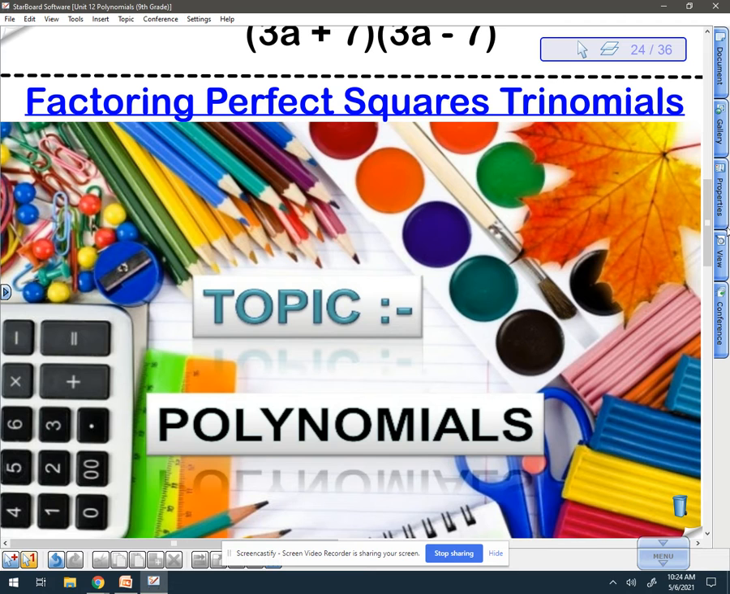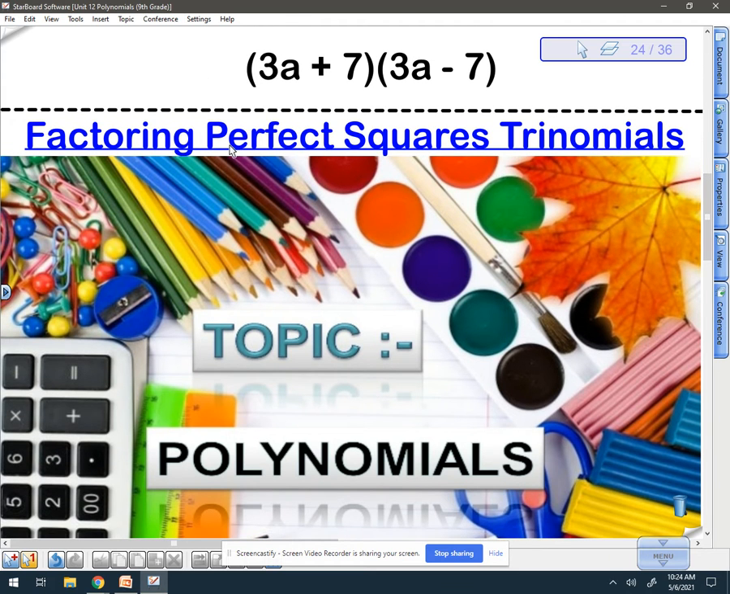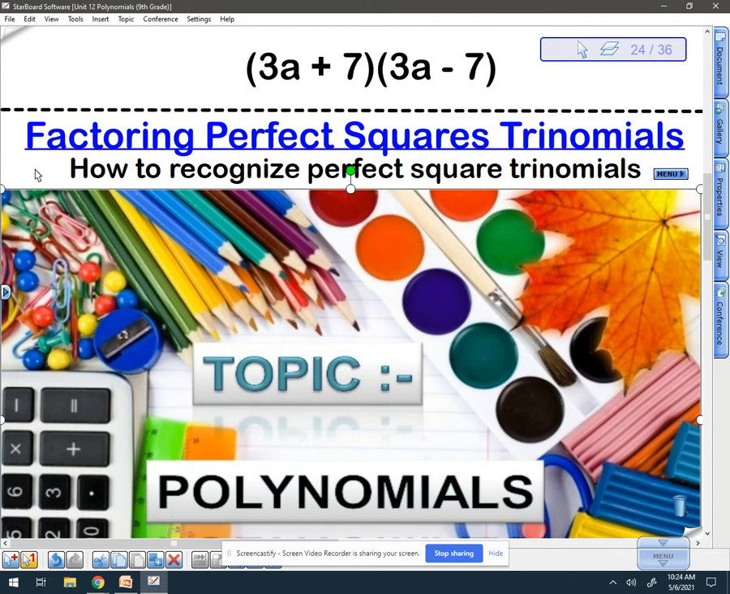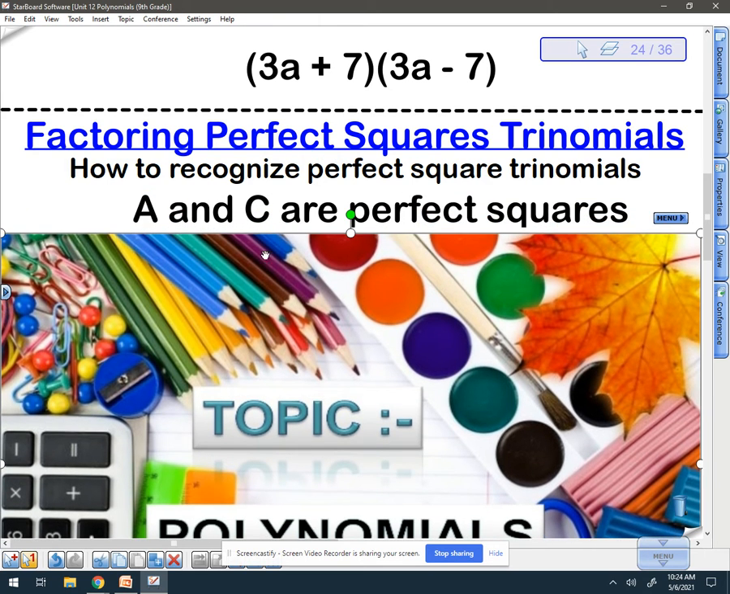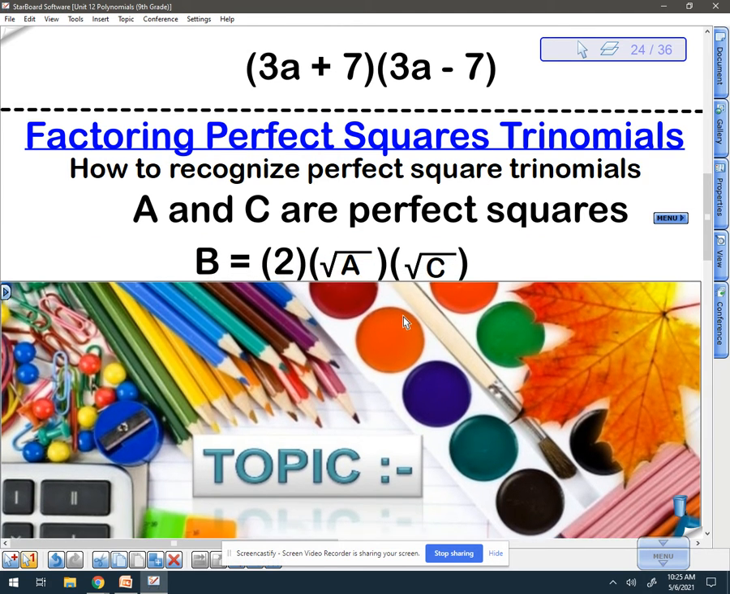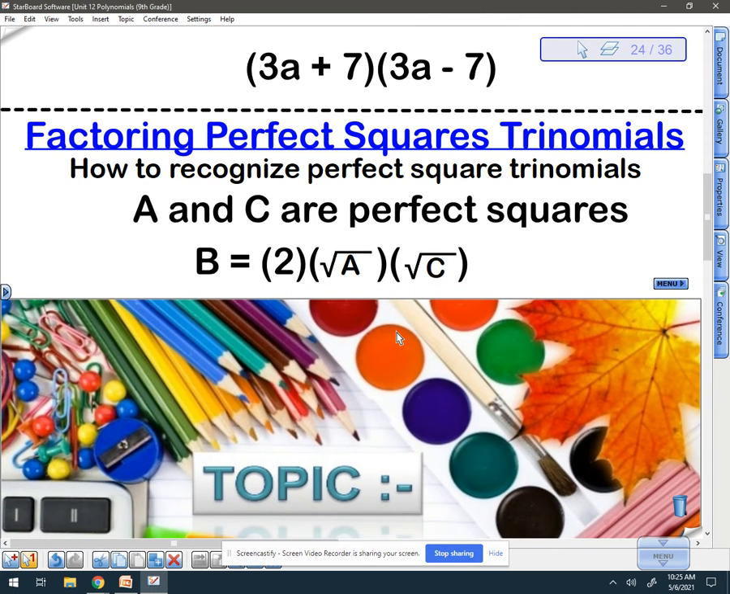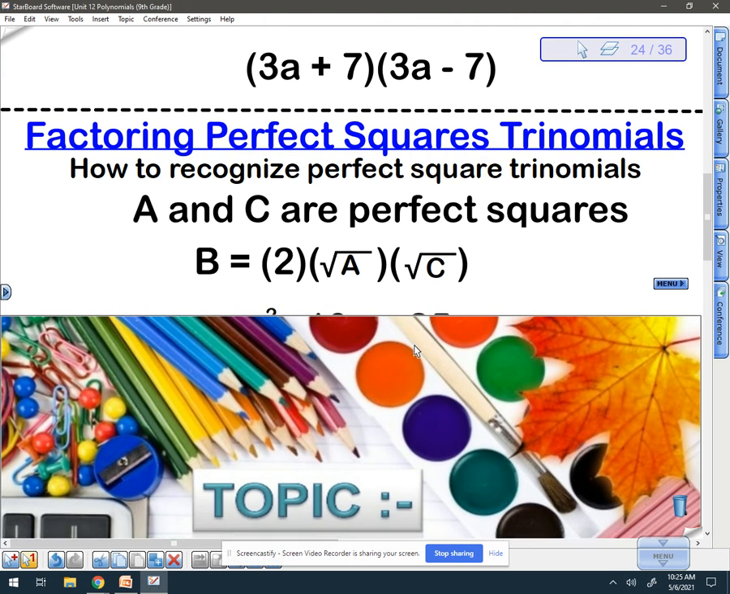Perfect square trinomials. So that's when we look and see how to recognize that they're perfect square trinomials. First off, they're trinomials. And then you'll notice that A and C are perfect squares. So the number in the front and the back are perfect squares. And this looks complicated, but it's not. If you take the square root of A and the square root of C, multiply them together, and then multiply it by 2, that should equal your B. All right, so that's how you check to see if it works.